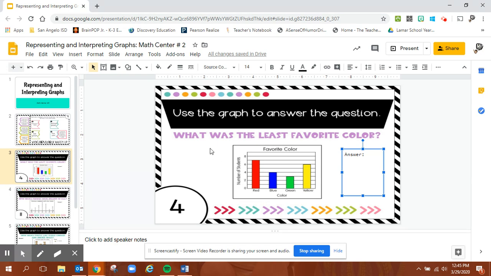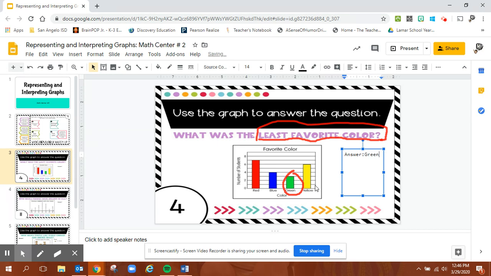All right, so this one says, use the graph to answer the question. What was the least favorite color? Now, remember, we are looking for the least favorite. Sorry, my line is not perfect. Least favorite, okay? That is your clue that tells you which one you're looking for. So if you look, it looks like green is the least favorite because it has the smallest bar. So all you would do is right here, you would type in green, okay?